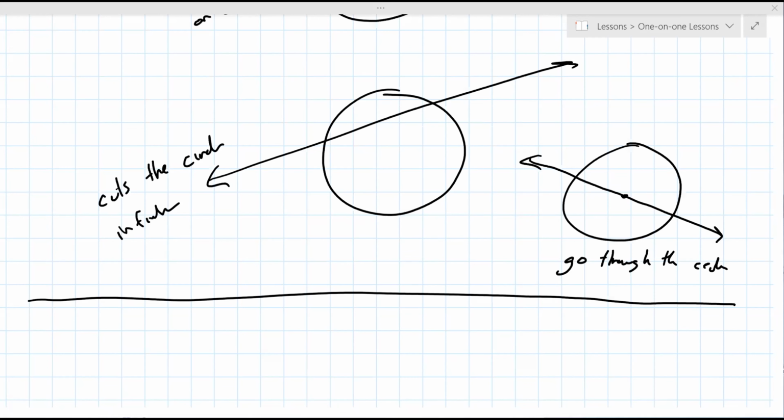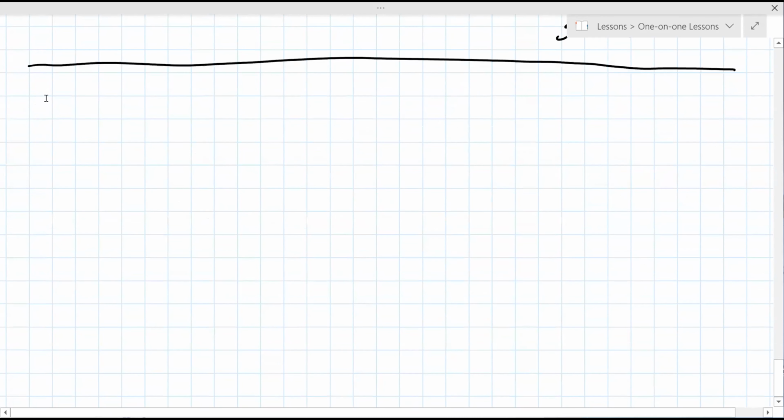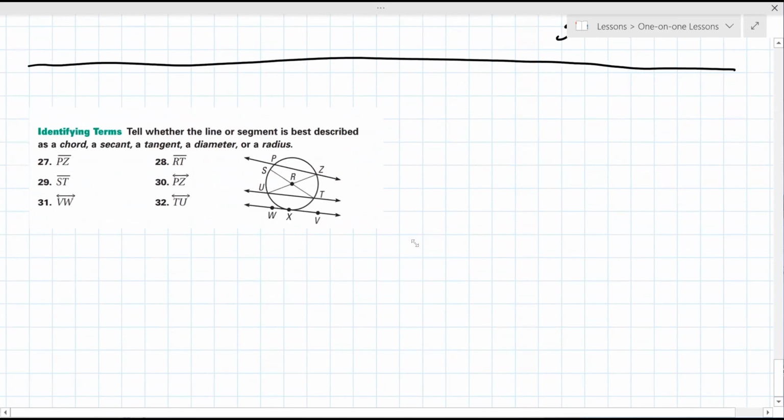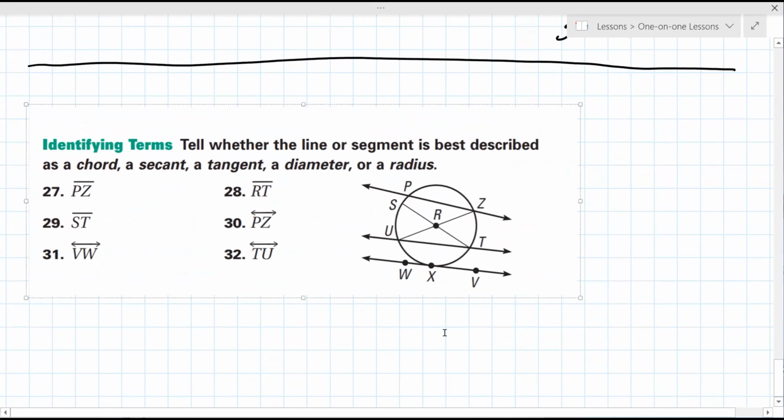All right, so let's try a couple more here. Tell whether the line or segment is best described as a chord, a secant, a tangent, a diameter, or a radius. I'm going to ask you to spend the next couple of minutes working on this, and let me know when you're all done.